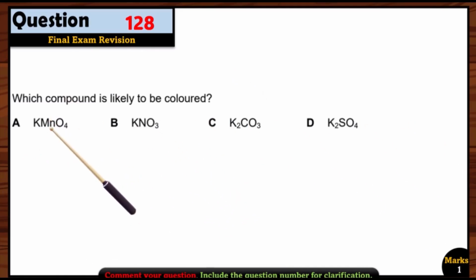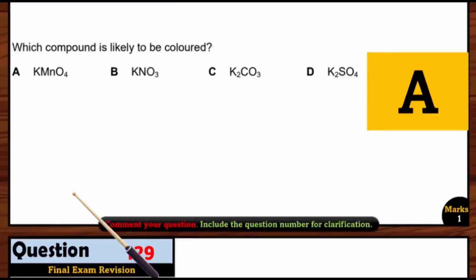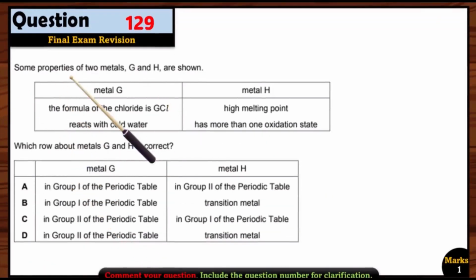Of course, manganese is a transition element. So option A is the right option here. Question 129. Some properties of two metals G and H are shown here. Which row shows what about the metals G and H is correct?